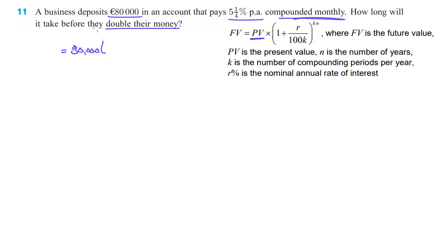Now it says, how long will it take before they double their money? Well, guess what? That's just going to be twice 80,000. So this over here is going to be 80,000 times 2, which is going to give us 160,000 equals 80,000 times 1 plus our rate of 5.25 over 100, compounded monthly, so our K's are going to both be 12s. And it says, how long will it take before they double their money? So we're trying to figure out what the N is.